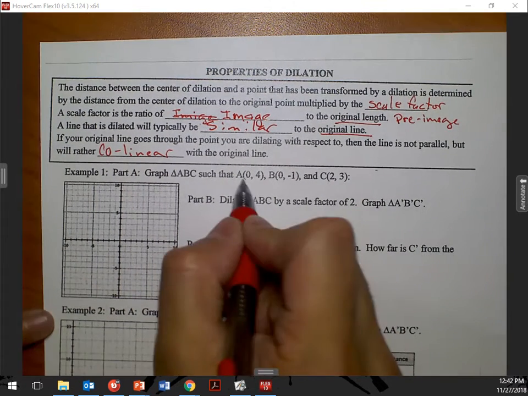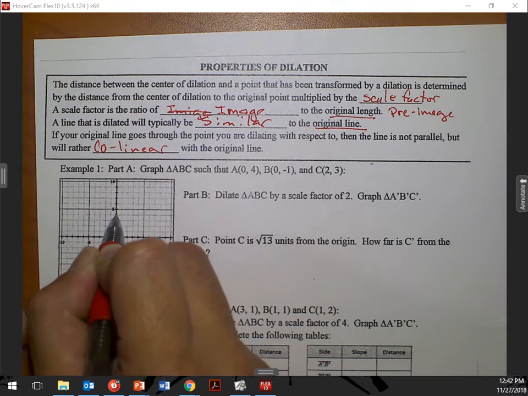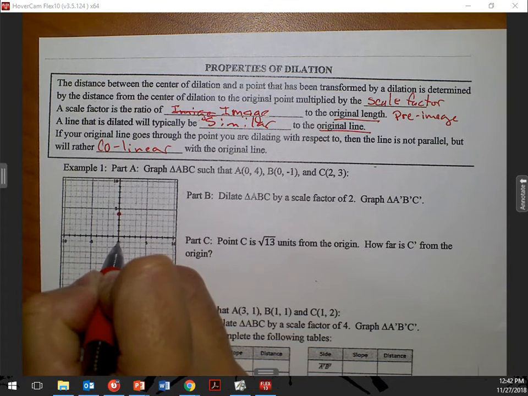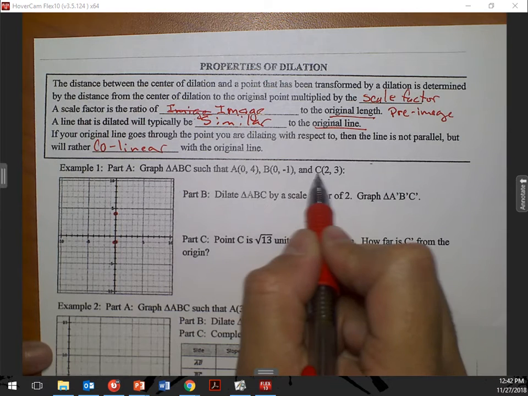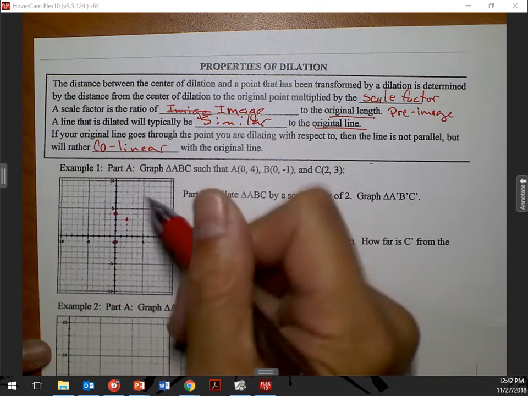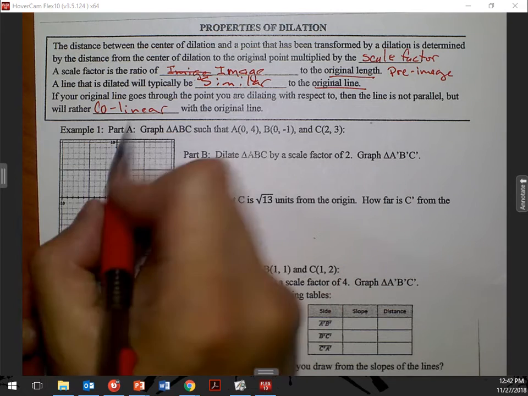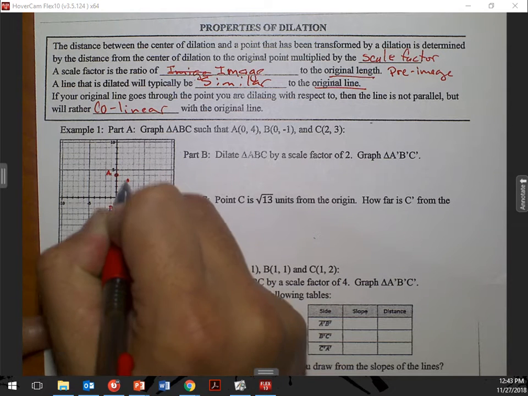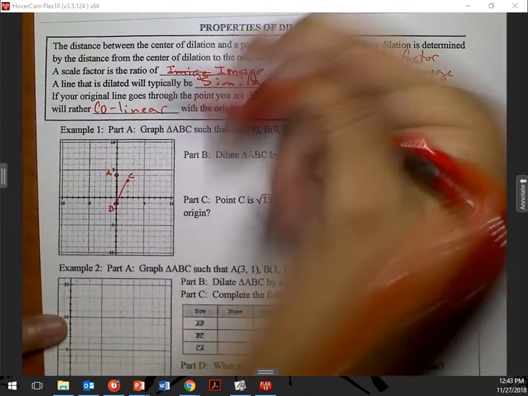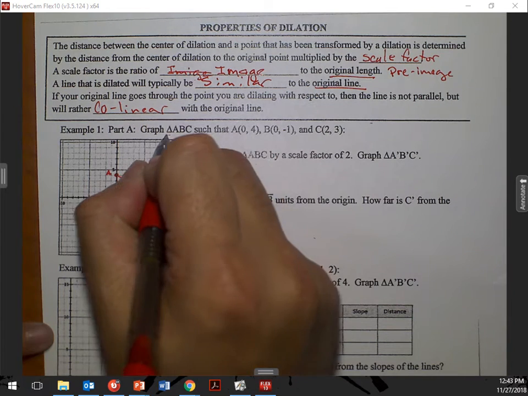So let's start by drawing the points. A is at (0, 4): 0 left and right and up 4. B is going to be at (0, -1). And C is at (2, 3). Here's A, here's B, and here's C. Connected, so there's my triangle, and that's going to be called triangle ABC.